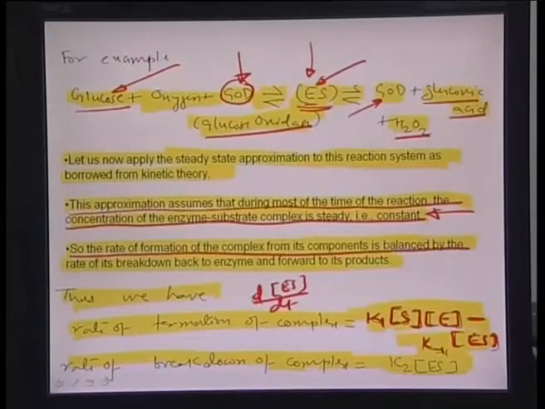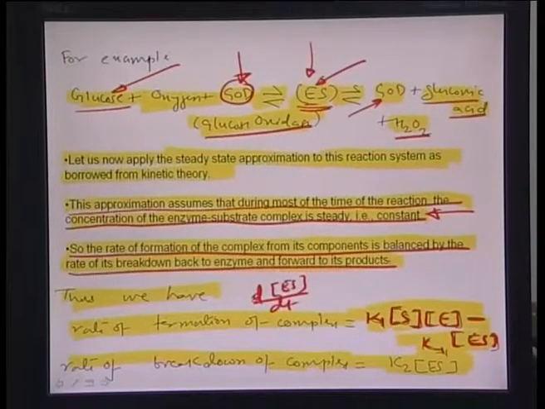So if we apply steady state approximation to this particular reaction system, let us say this enzyme plus the substrate getting into enzyme substrate and then again getting into enzyme and the product, and this really is borrowed from the kinetic theory. Under this approximation it is assumed that during most of the time of the reaction the concentration of the enzyme substrate complex is steady. That means you have a constant concentration of the enzyme substrate complex, and the rate of formation of the complex from its components is balanced by the rate of its breakdown back to enzyme and forward to its products. So essentially there is some kind of equilibrium between the enzyme substrate complex and enzyme product.